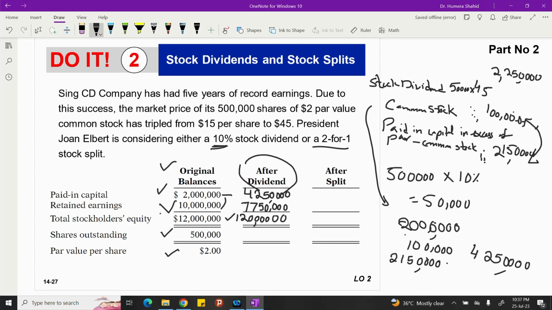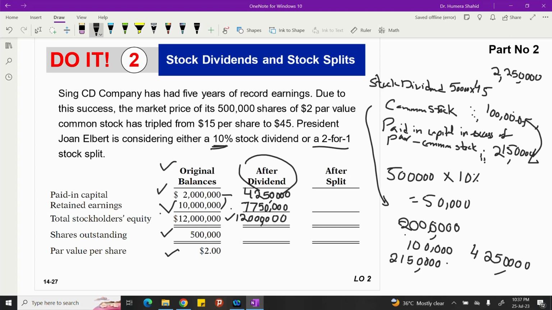Okay, 12 million means 6 zeros, sorry. 12 million, right? So you can see that on one side, our paid-in capital is increasing. It was 2 million, it becomes 4,250,000. And on the other side, our retained earnings are decreasing with the same amount. It was 10 million, but it becomes 7,750,000. But total equity doesn't change.